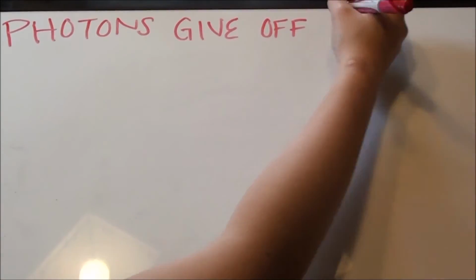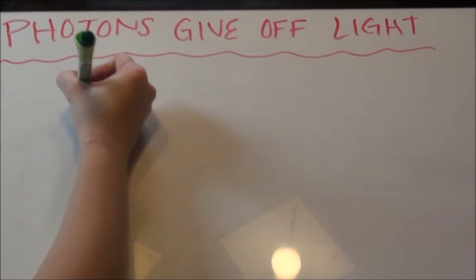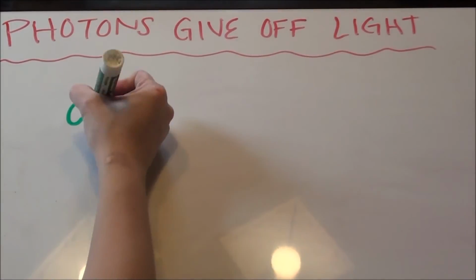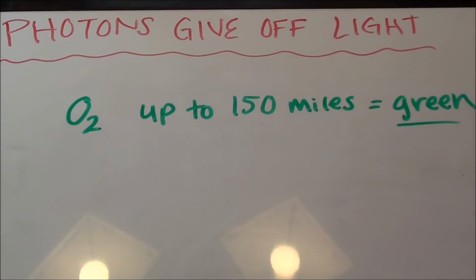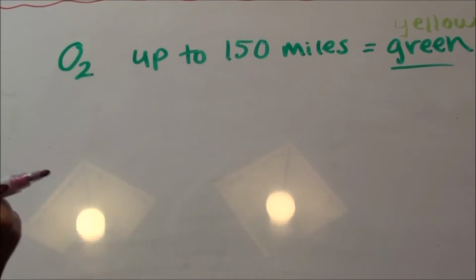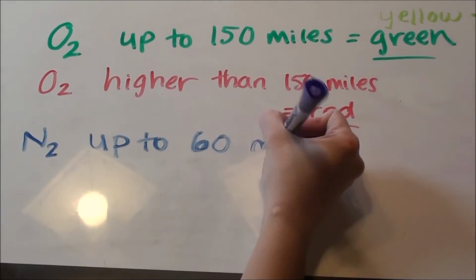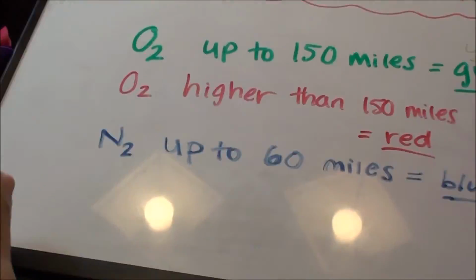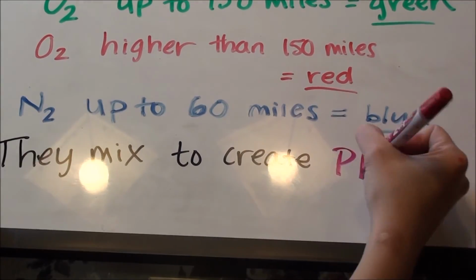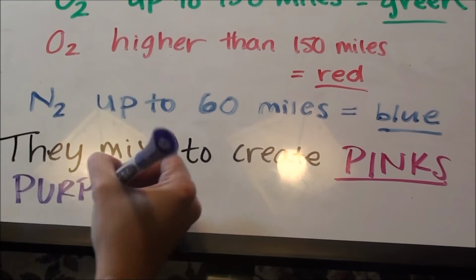The light emitted by photons is what we see when we witness the Aurora Borealis, and the colors of the photons differ with where the electrons collide with the oxygen or nitrogen. A collision with oxygen up to 150 miles produces a yellow-green light. Anything higher emits a red light, and a collision with nitrogen up to 60 miles emits a pretty blue light. All of these colors can mix together and form the beautiful shades of pink, purple, and white we also see in the Aurora Borealis.